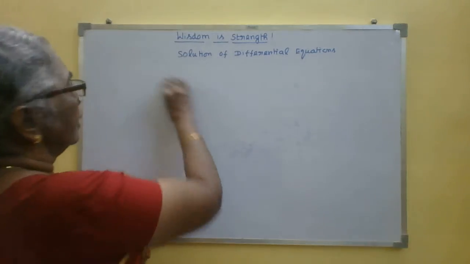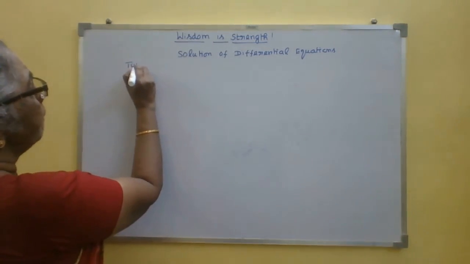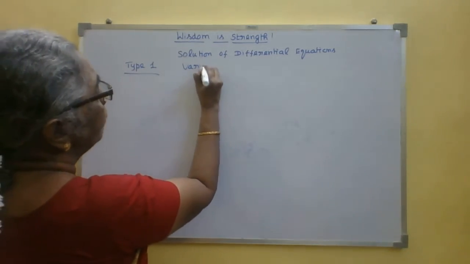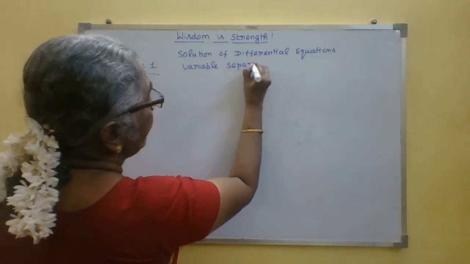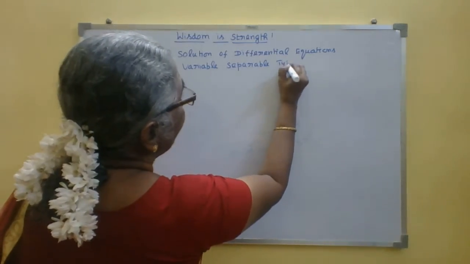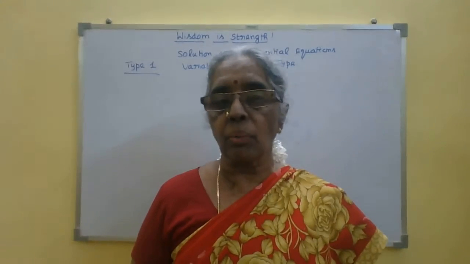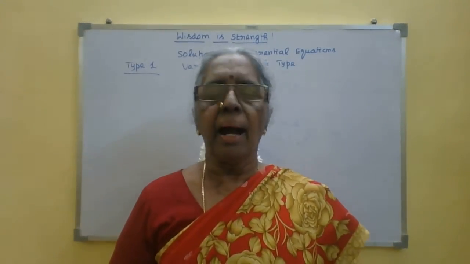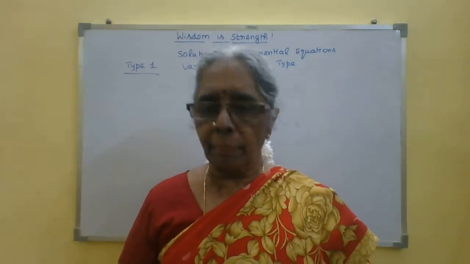Now let us see type 1, which is called variable separable type. Actually, you will be separating the variables and then you will be integrating. The x and dx terms you will be keeping on one side, and the y and dy terms you will be keeping on the other side, and you will be integrating. That method is called variable separable type.